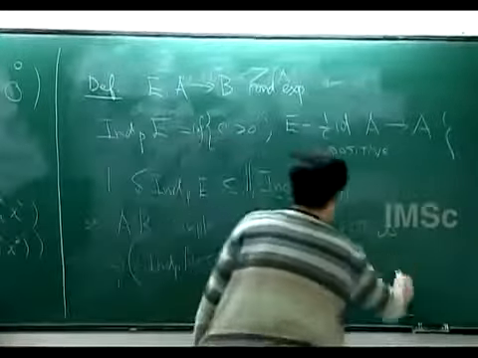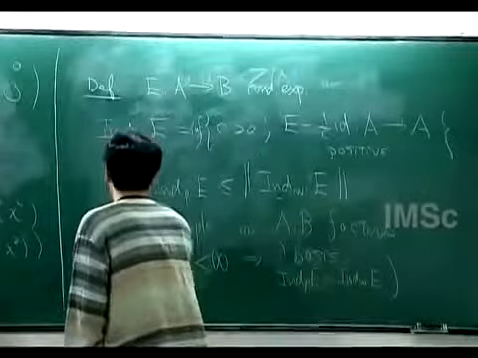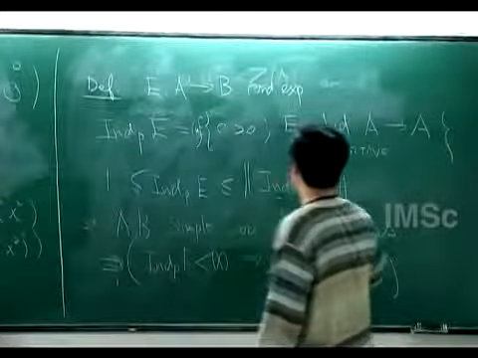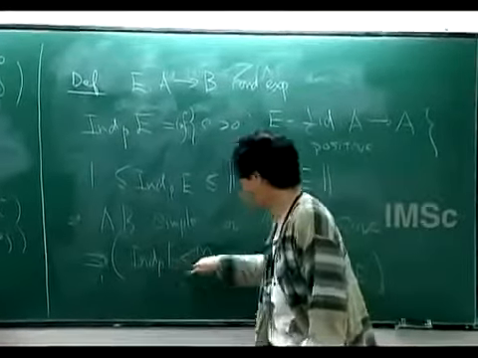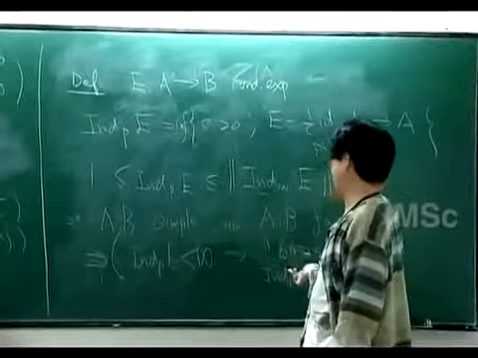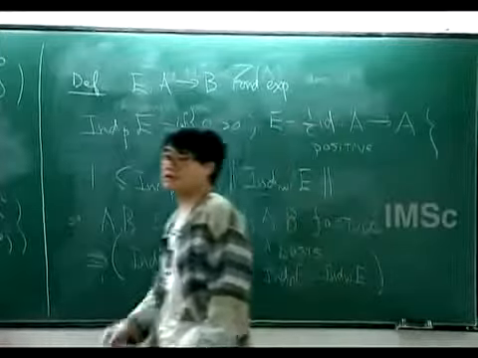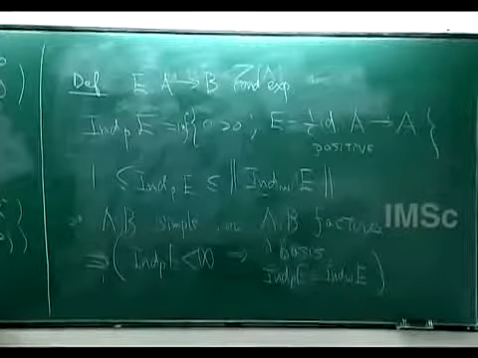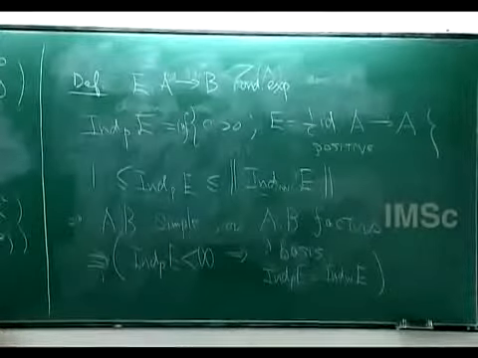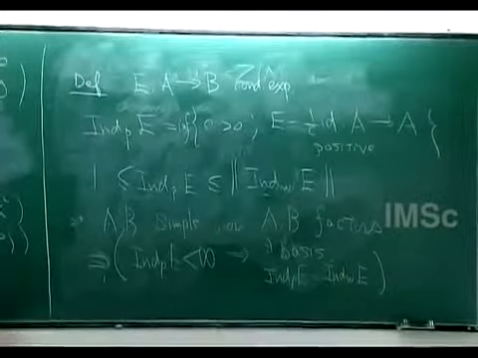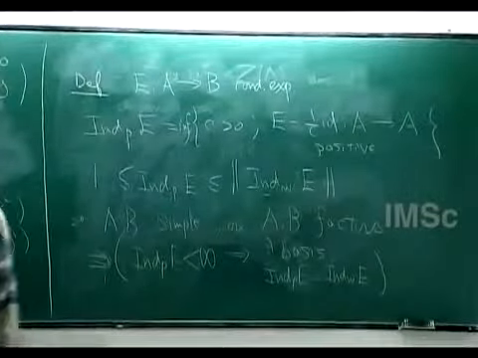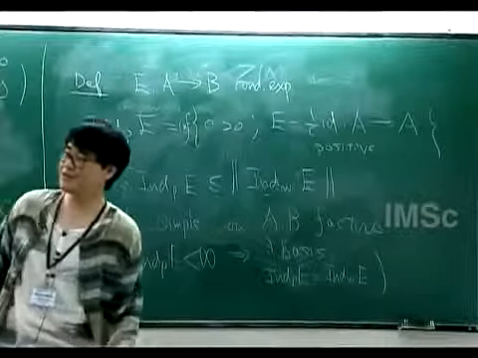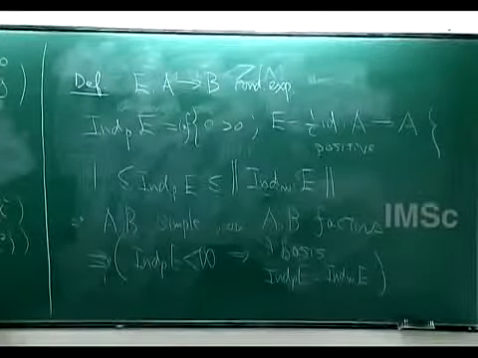So under either this condition or that condition, if the probabilistic index is finite, then it implies the existence of a basis and the two numbers coincide. This requires a proof. It's not really simple, but I skip it. It's not really the point of this series of lectures.